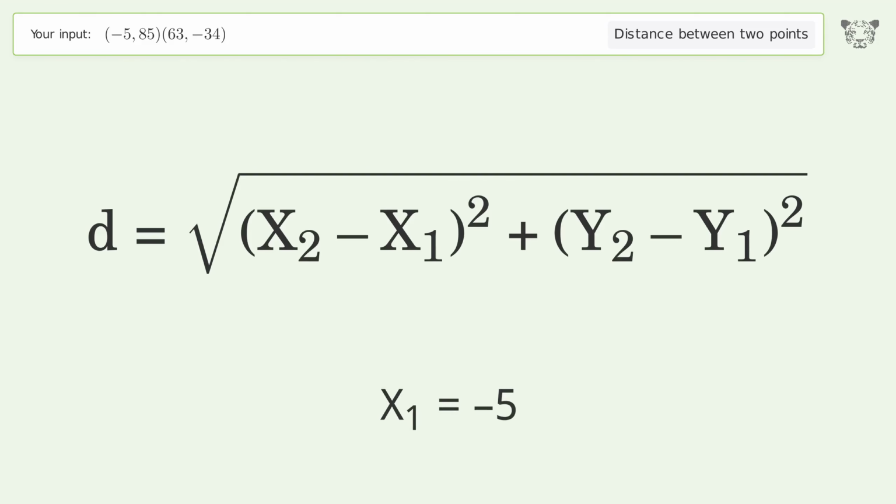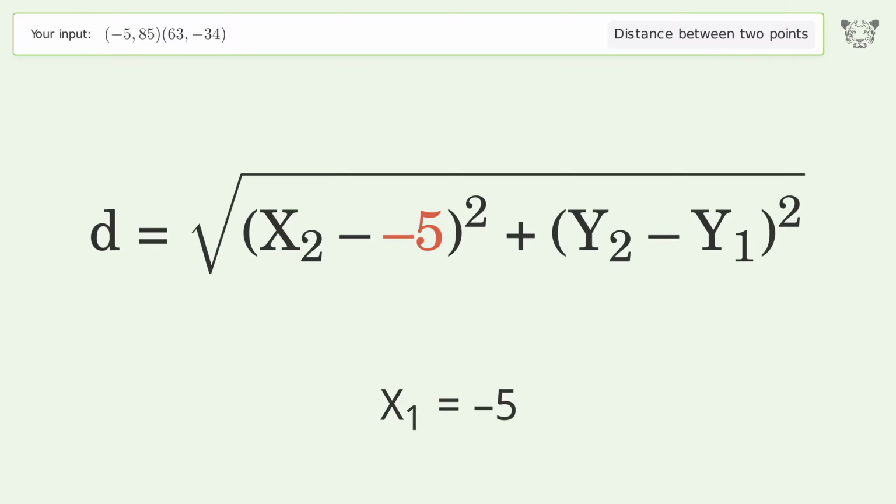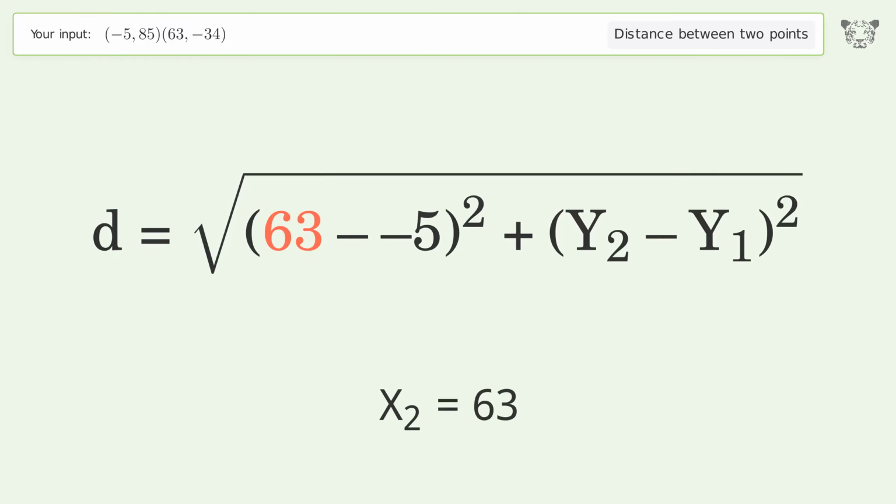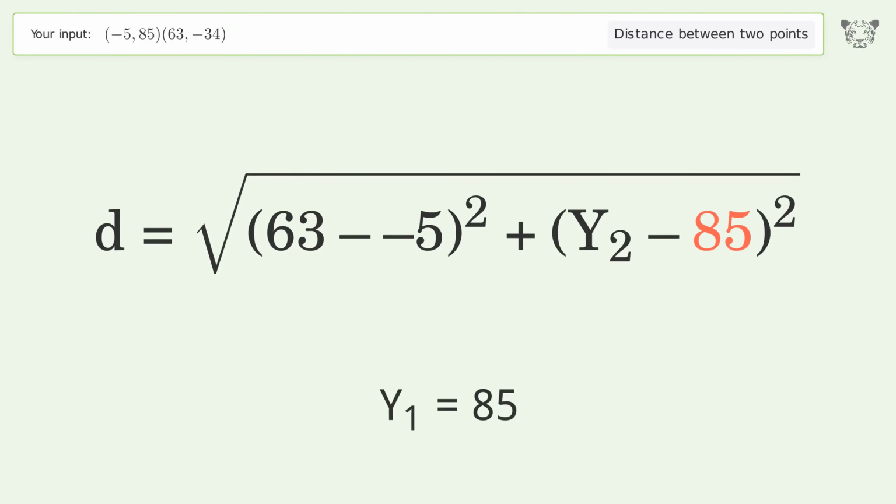x1 equals -5. x2 equals 63. y1 equals 85. y2 equals -34.